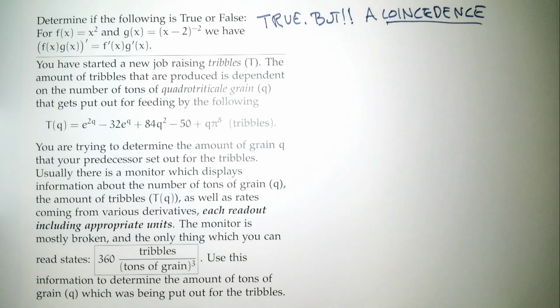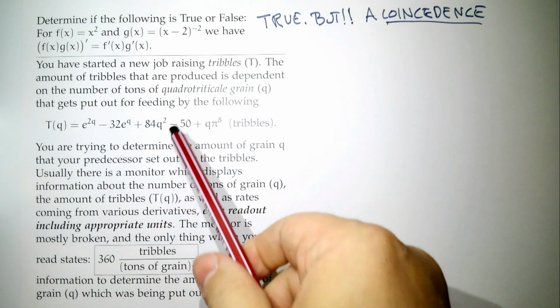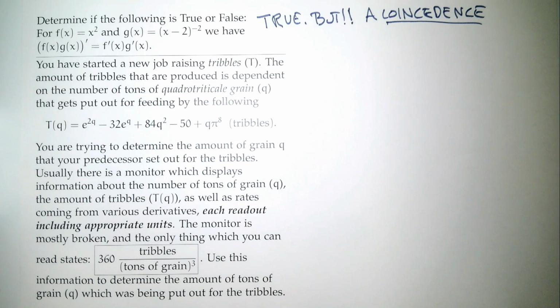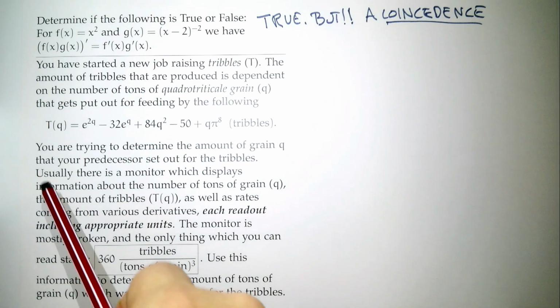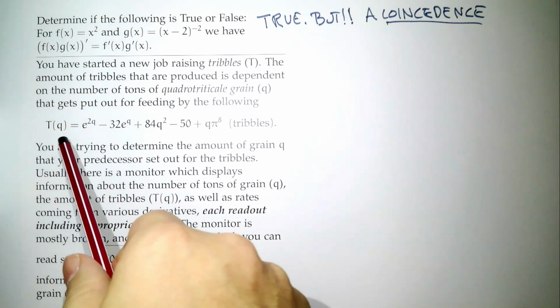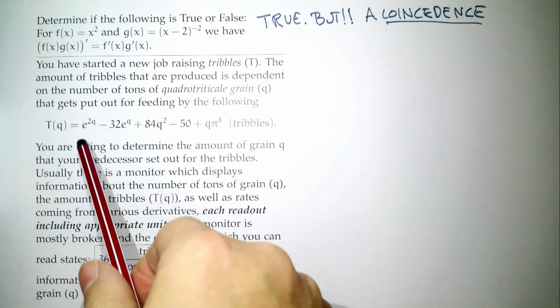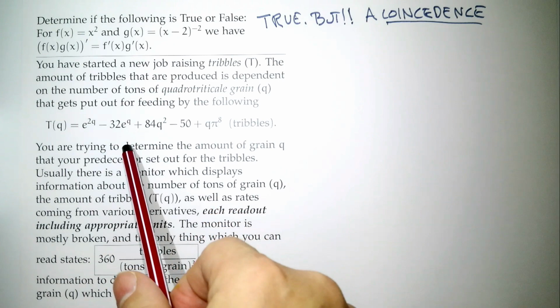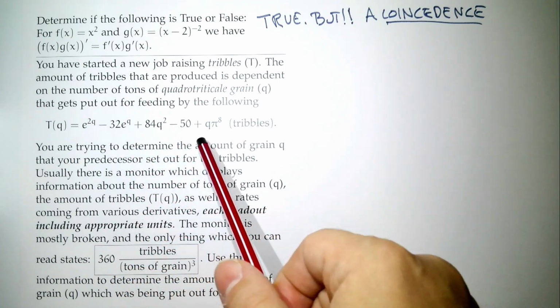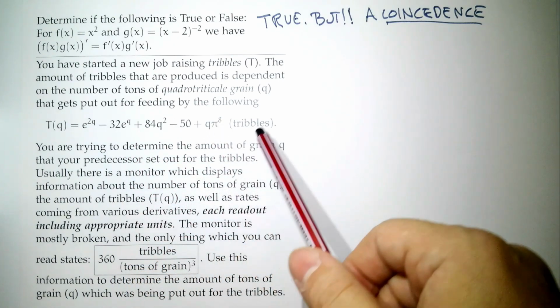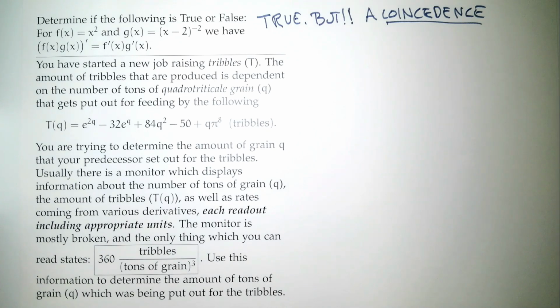All right. Okay, now the fun one. So you have started a new job raising tribbles. The amount of tribbles that are produced is dependent on the number of tons of quadrotriticale grain that gets put out for feeding by the following formula. The number of tribbles based on the amount of quadrotriticale is e to the 2q minus 32e to the q plus 84q squared minus 50 plus q times pi to the 8th, and then that's how many tribbles you get.